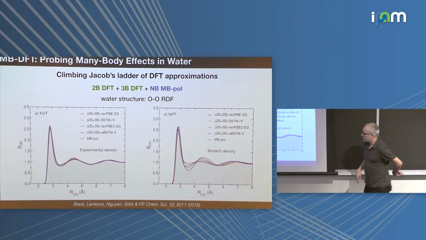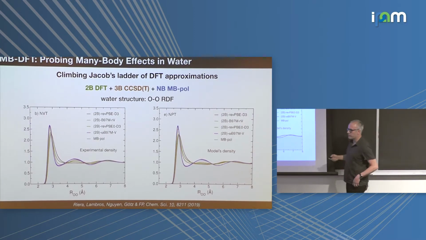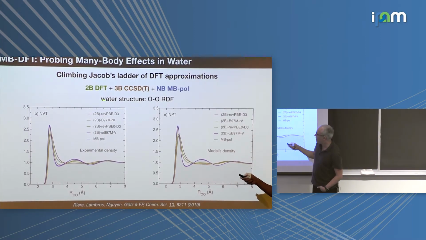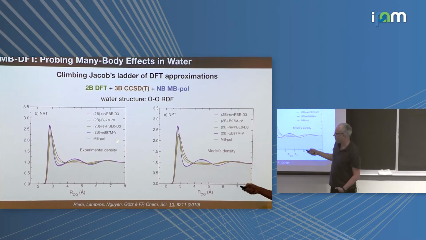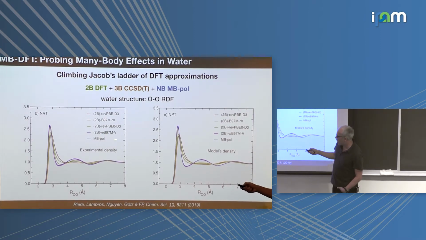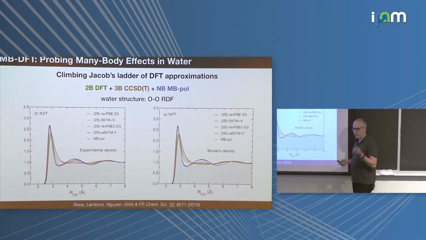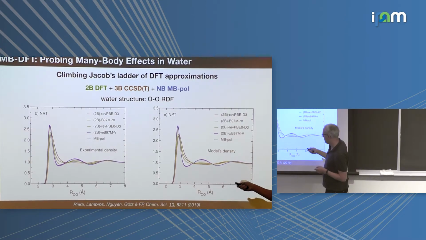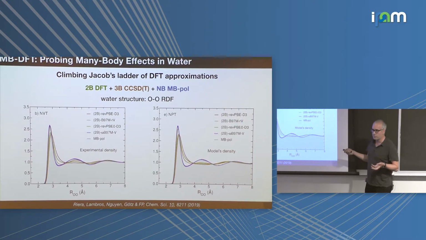Then we go to the other systems. Okay, now let's see what happens if I use two-body DFT and three-body coupled cluster. And now what happens is that omega B97M-V essentially remains unchanged. So this implies that omega B97M-V provides coupled cluster accuracy at the two-body level. All other functionals are failing miserably because the two-body terms were actually not good.